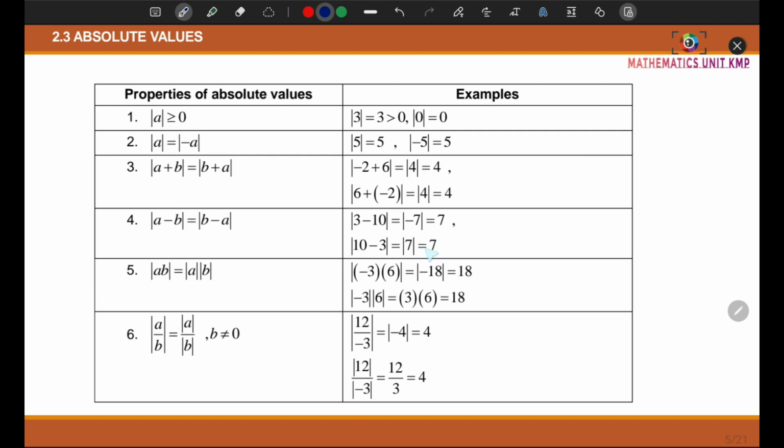Property number 5, if you have the absolute value of AB, AB means that A times B.